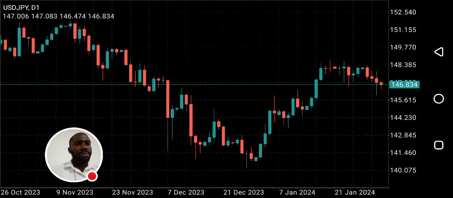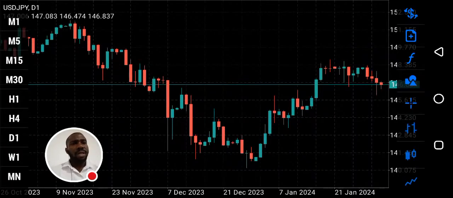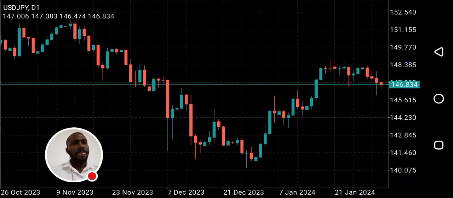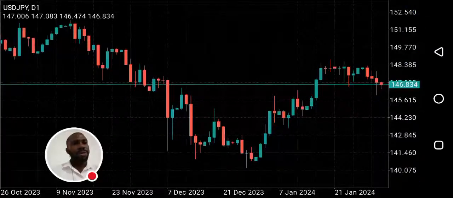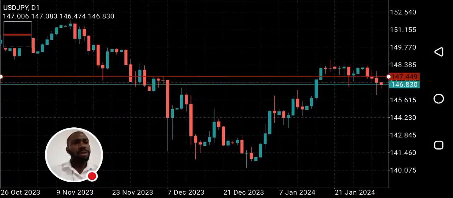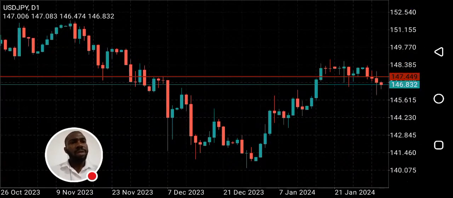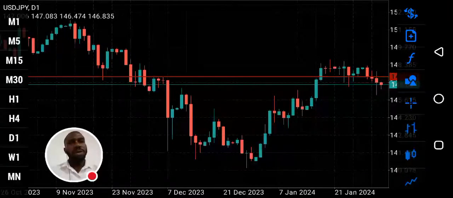From what we have on the daily, this looks bearish. The support was broken a few days ago. So let's go down to 4 hour.